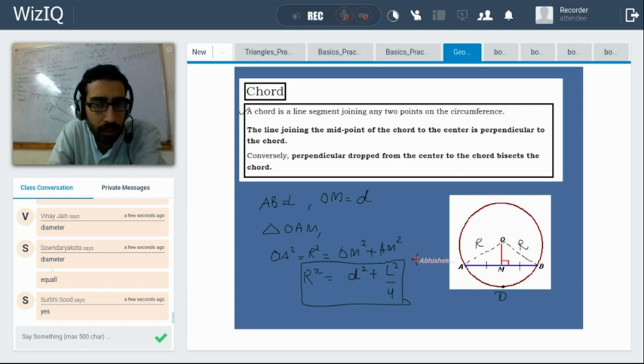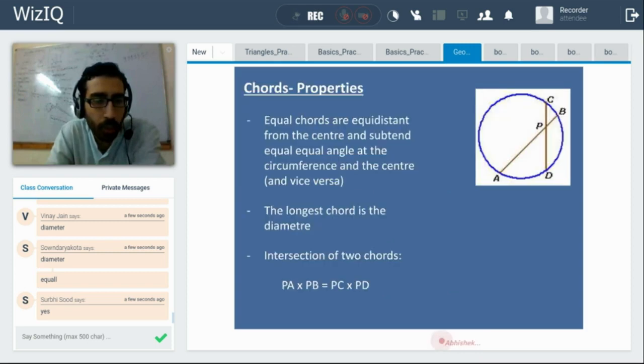This is a simple relation, nothing to remember here. But what is important is that this relation helps us calculate one of the three. So if I've been given the radius as well as the length of the chord, I can always calculate how far the chord is from the center. Or if I've been given the radius and the distance from the center, I can always calculate the length of the chord. Simple enough. Is this clear? Okay, very good.